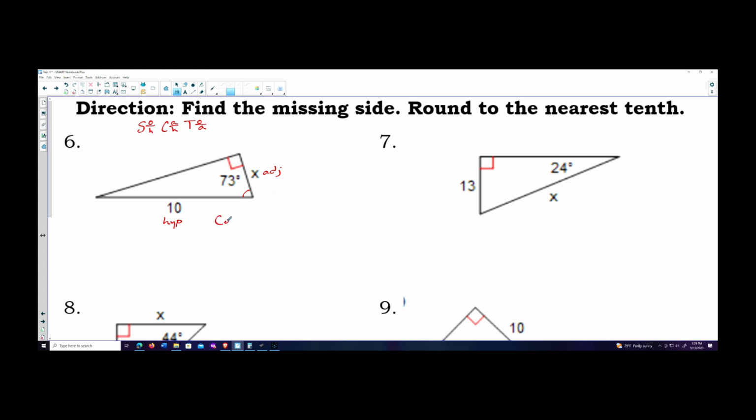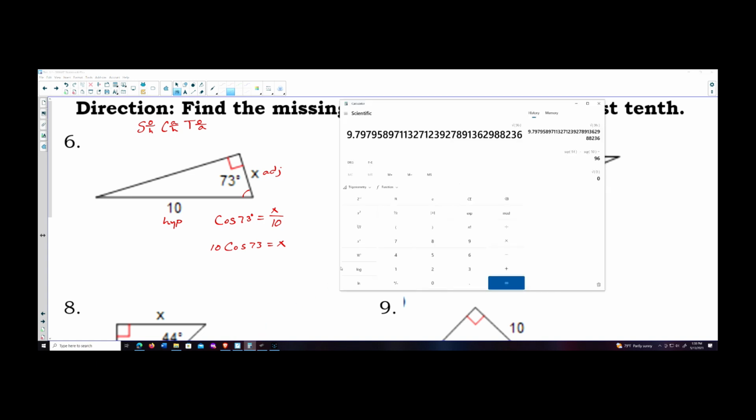So the cosine of 73 is equal to the adjacent, which is x, over the hypotenuse, which is 10. Since you're dividing by 10, the opposite of division is multiplication, so you multiply by 10 on both sides. So 10 cosine of 73 degrees should give me x. Go to the calculator. Make sure your calculator is on degrees.